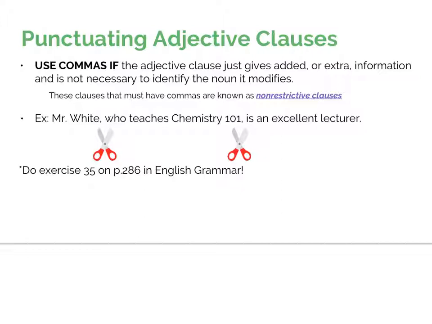The adjective clause, who teaches Chemistry 101, is extra information. Since we know the teacher is Mr. White, this adjective clause is used to tell us what subject he teaches, which is not necessary to know who he is. Because it's extra information, it requires commas. Non-restrictive clauses can be removed from a sentence, and the sentence will still be able to identify the noun without its help. You have finished watching the Adjective Clauses Part 3 video.